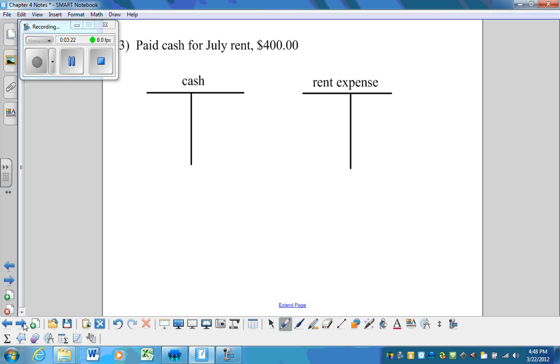Paid cash for July rent. That, of course, deals with cash. Rent's going to have its own expense. We're going to call that rent expense. So cash has a normal debit balance. It's being decreased by $400. Rent expense. All expense accounts have debit balances. You're paying that rent expense. You're putting it in the basket. It's getting more filled, so it's increasing by $400.